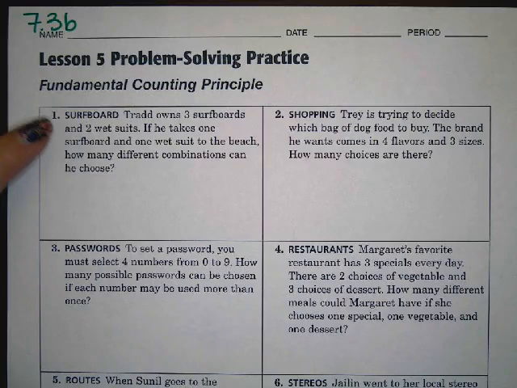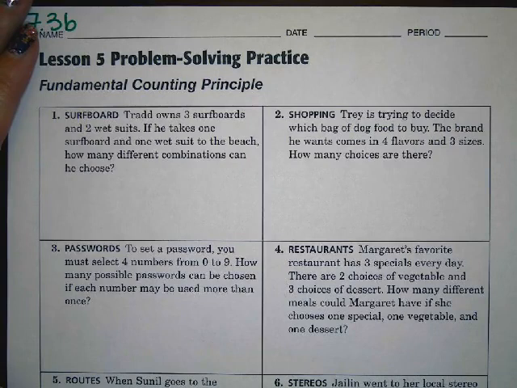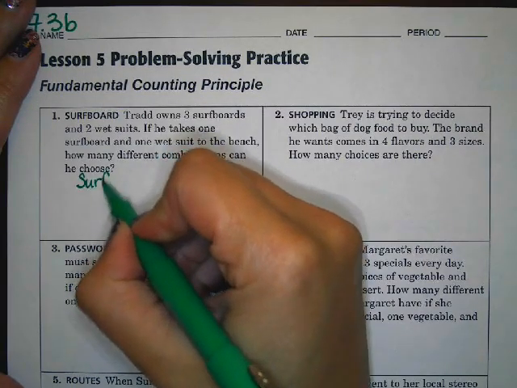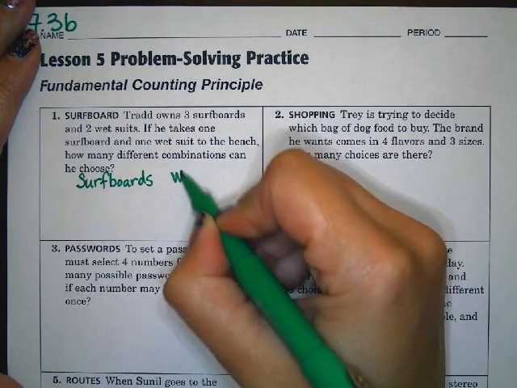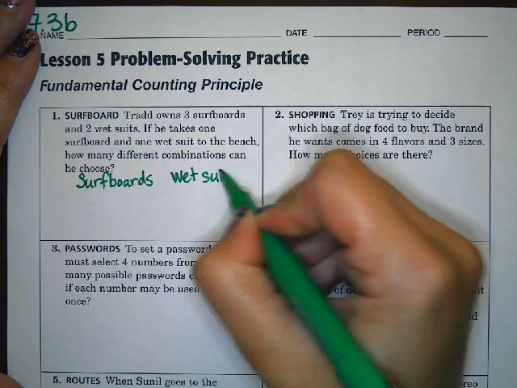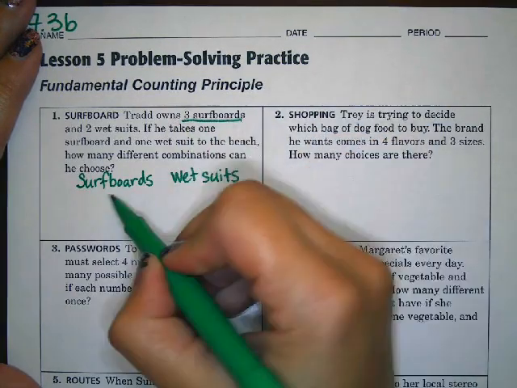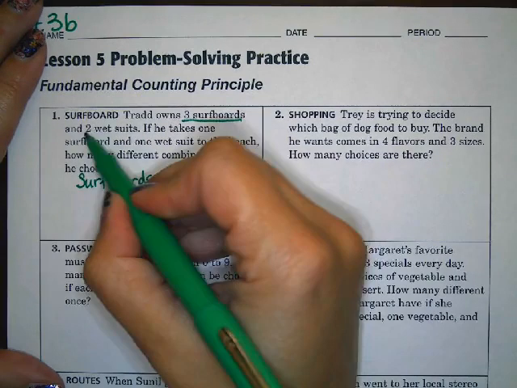So number 1, Trad owns 3 surfboards and 2 wetsuits. If he takes 1 surfboard and 1 wetsuit to the beach, how many different combinations can he choose? So we have 2 different things happening. We have surfboards and we have wetsuits. Okay, so it says that he owns 3 different surfboards. So the choices are 3 surfboards and he owns 2 wetsuits.